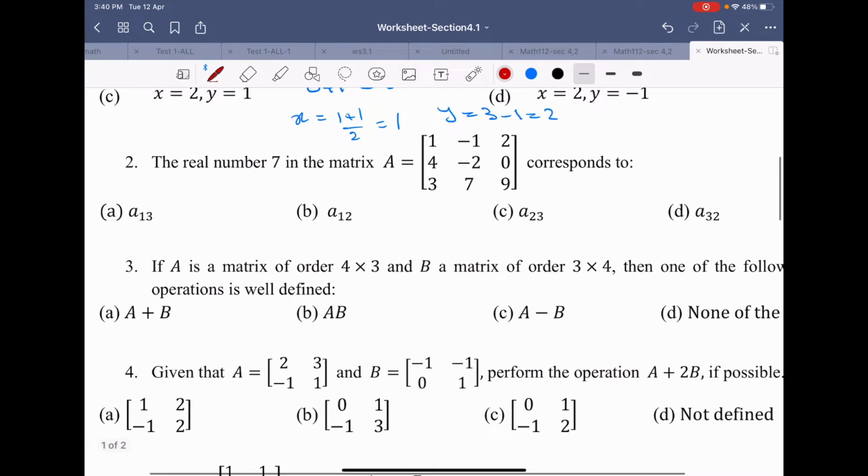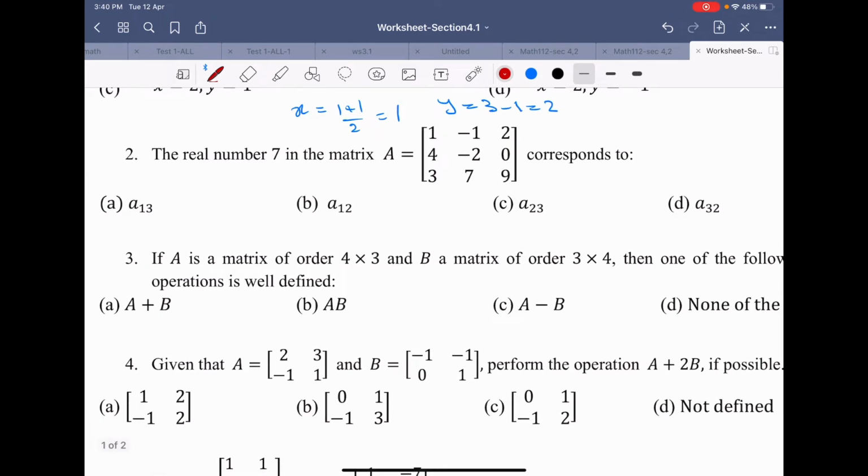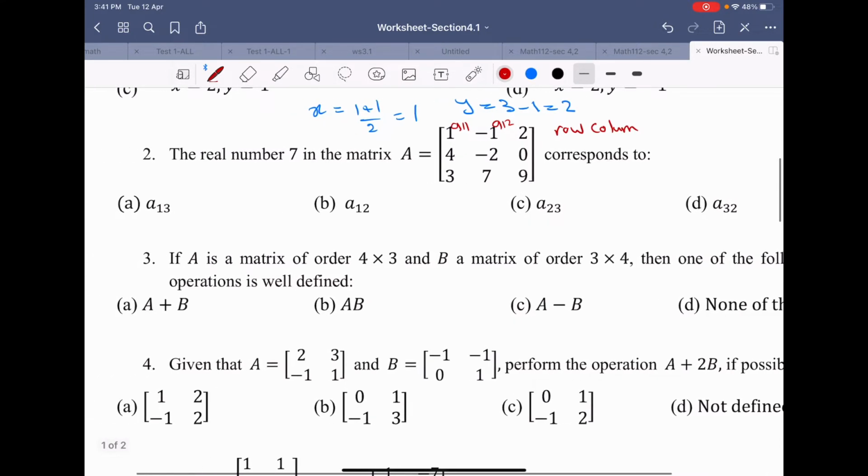Question number 2. The real number 7 in the matrix A corresponds to... Okay, so we know that this one is A11 and this is A12 and so on. So the first number corresponds to the row and the second number corresponds to the column. So the number 7 is in the third row and the second column. So the answer is C. Sorry, the answer is D.